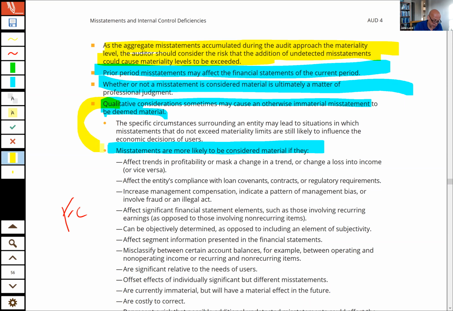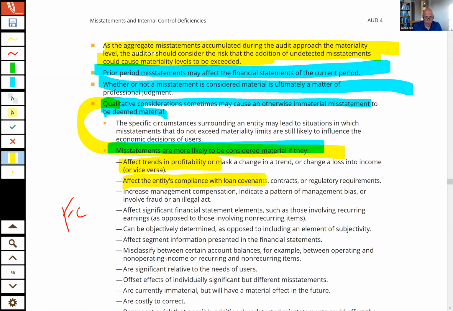Qualitative, this really is talking more about qualitative factors. They affect trends in profitability. They affect what? Here we go again, loan covenants. Those loan covenants, guys, are a big deal. If a company has a situation where they're going to start getting their debt called on for various reasons, that can have disastrous impacts for the company's ability to continue as a going concern even.